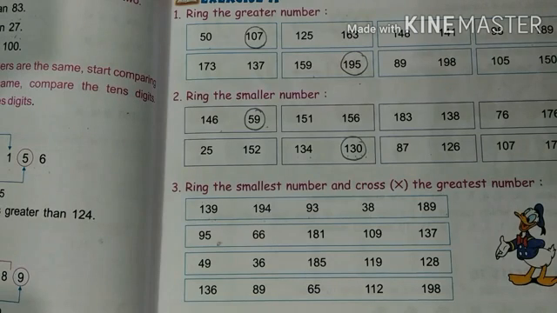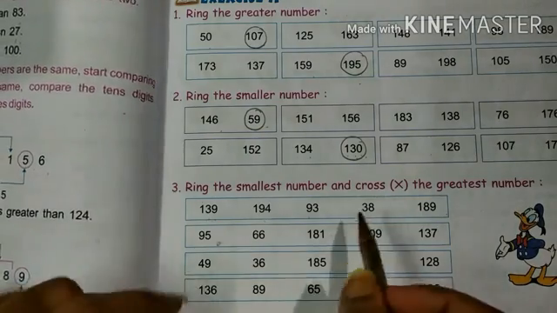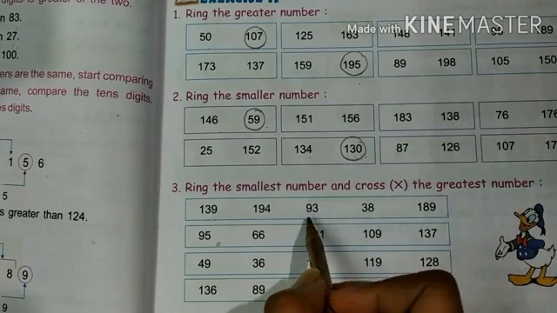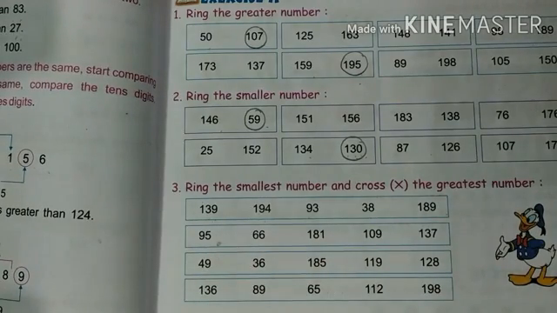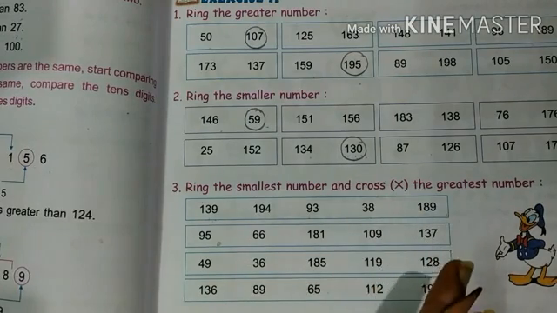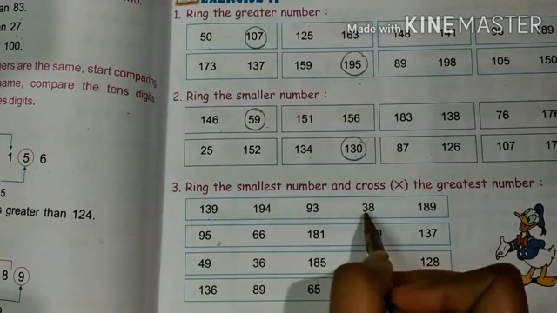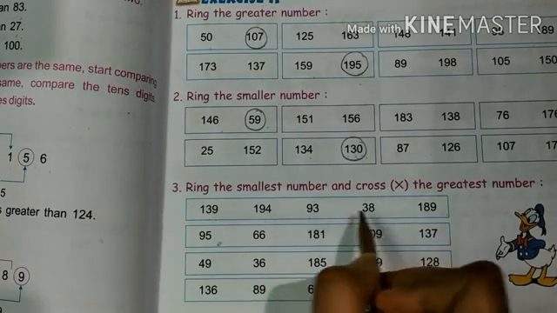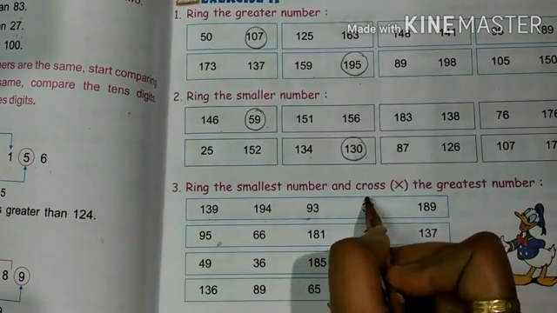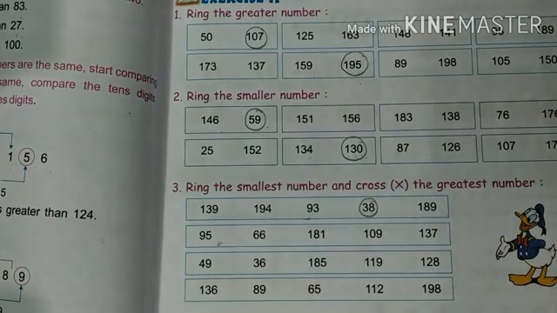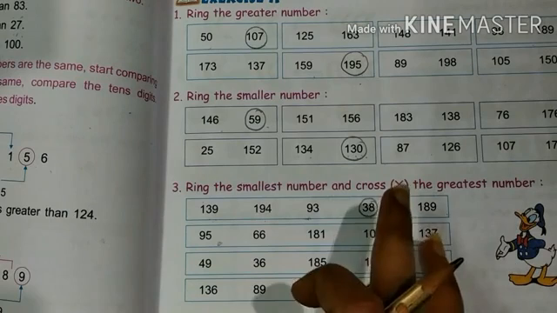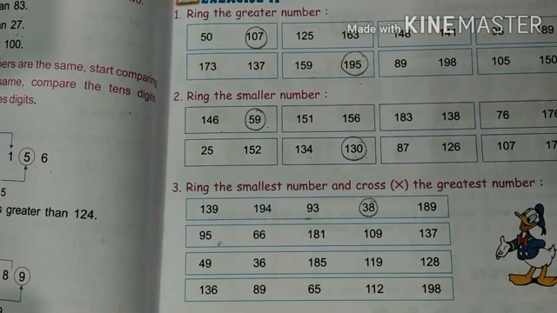Now let us compare the numbers 93 and 38. Here I have already taught you to see the tens digit. Don't see the ones digit. Ignore the ones digit. See here 3 and 9. Which is smaller among these two? 3 is smaller than 9. So ring number 38, as 38 is the smallest number among all the numbers.